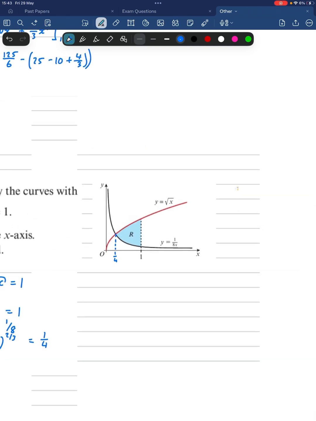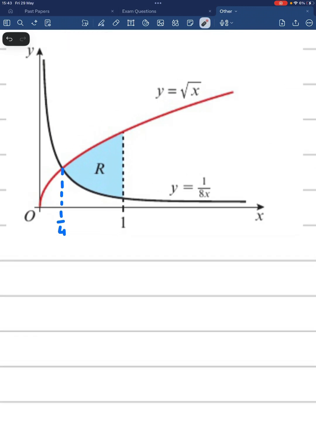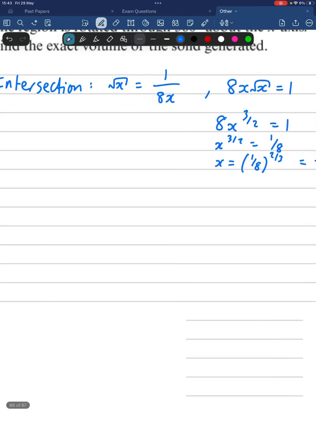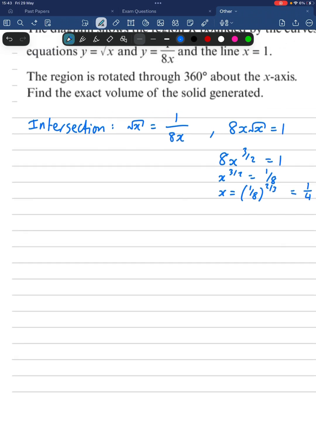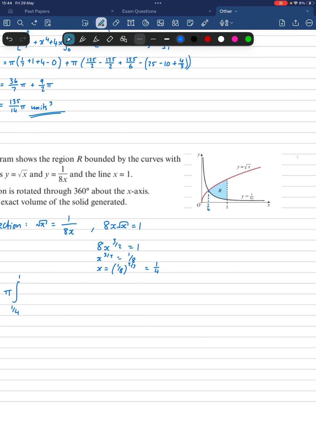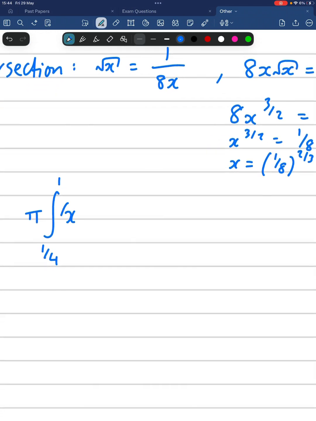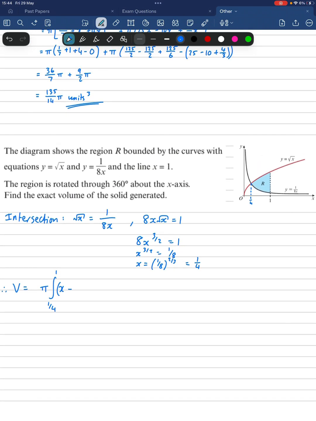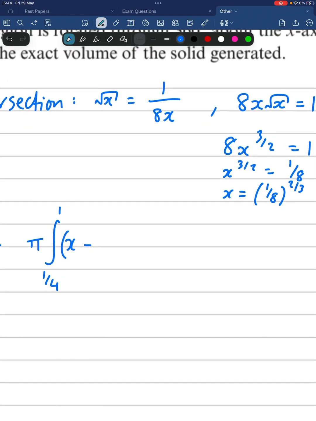Okay. So now, like I said, we're going to integrate from a quarter to 1 to find all of this area, and then we're going to subtract this from a quarter to 1. So it's going to be same bounds, so we can actually just combine it into one integral. So therefore the volume is going to be pi lots of the integral from a quarter to 1 of the top curve, which is root x. Well, it's going to be y squared, so it's going to be x. And then we're minusing the 1 over 8x, so that's just squared, so it's going to be 1 over 64x squared, dx.